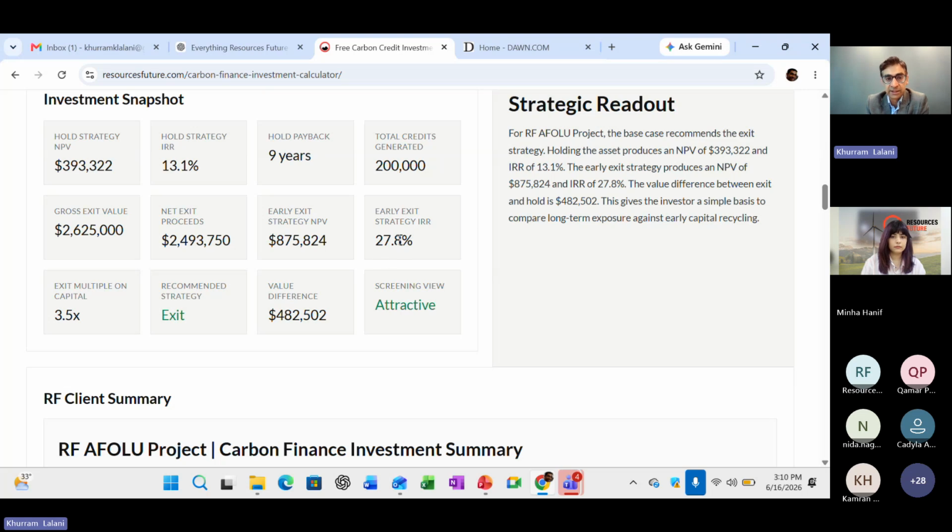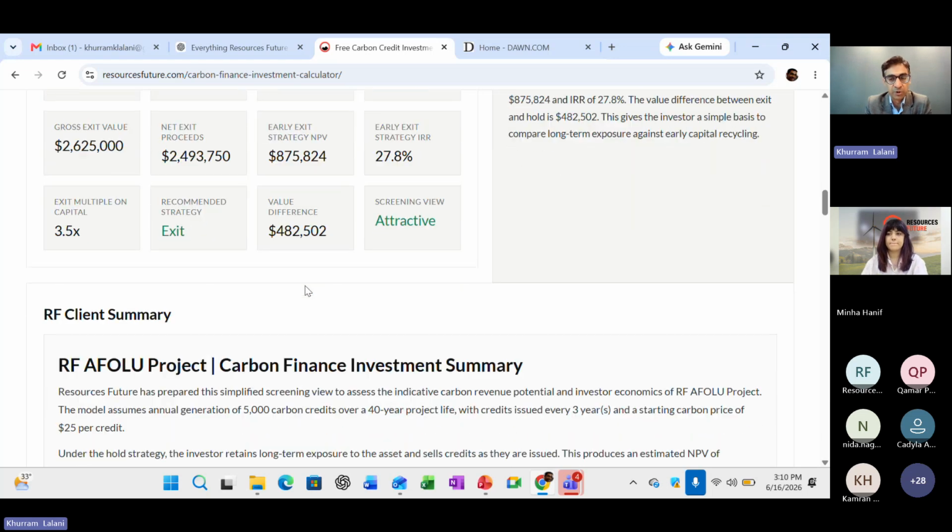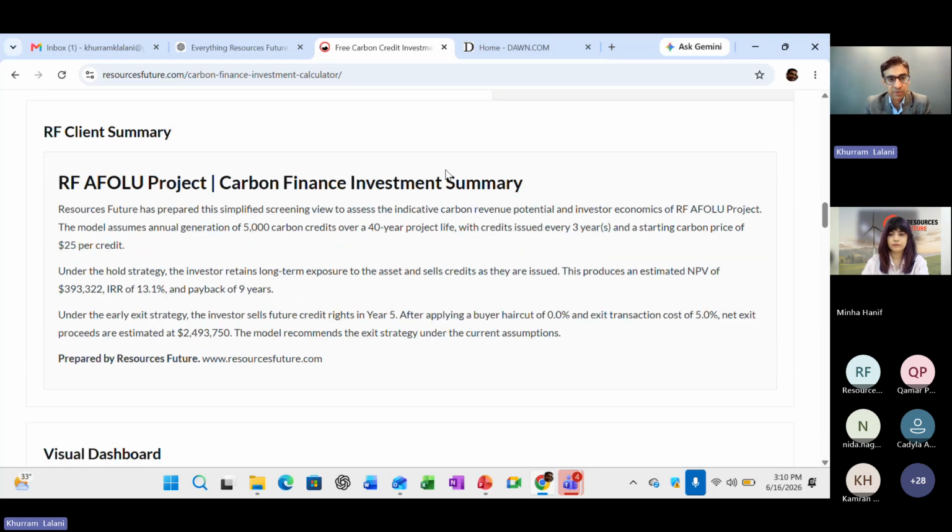Strategy early exit IRR is 27.8. So see this difference. Hold strategy IRR is 13.1%. Early exit strategy IRR is 27.8%. So definitely the strategy which is recommended by the tool is exit. And you can essentially say that, okay, overall this project is quite lucrative, but maybe once we set up the project, a better strategy is to find a buyer at $15. Don't really wait it out till all the 40 years and try and sell it early, which is going to be financially more advantageous.